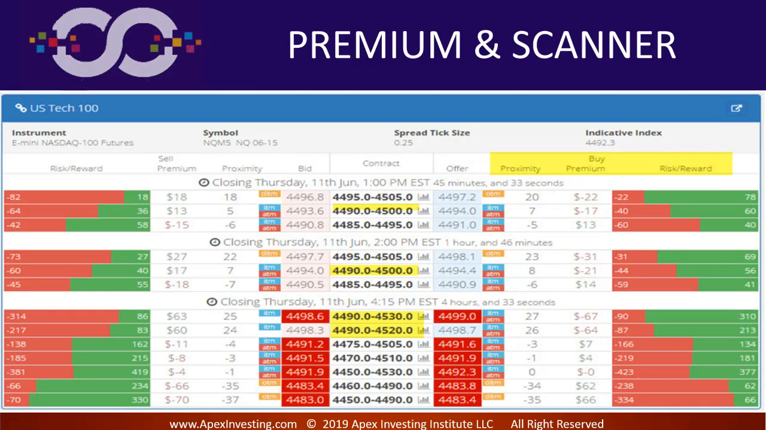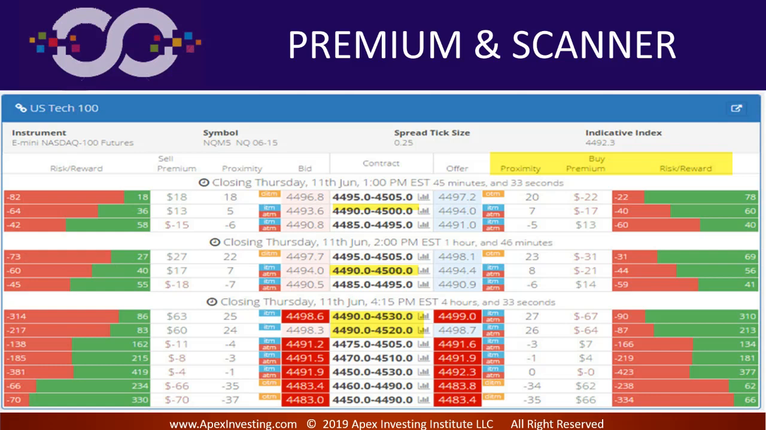On NASDAQ, on the scanner, if you don't have the scanner, make sure to grab it over at apexinvesting.com for free. But you'll actually see a premium in dollar amount. And you see, you could collect $66, or you could be paying $70 in premium. Now, again, you don't make that money just because you get in the trade. And then all of a sudden, $66 disappears and, ooh, you're up $66. Or you don't pay $70 just because you get in the trade. That premium's still going to be there. All the air hasn't come out of the balloon or tire yet.